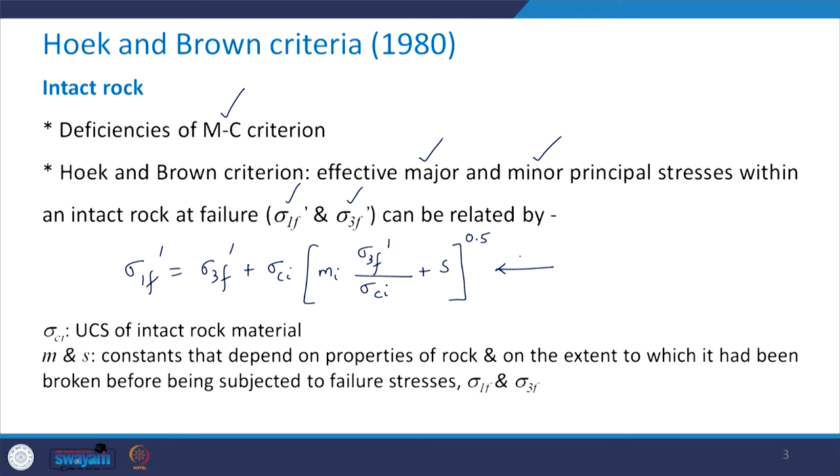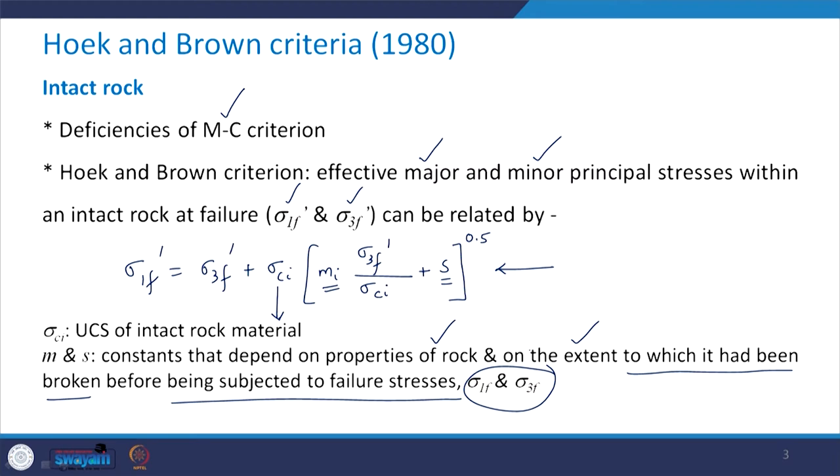where this sigma ci is the UCS of the intact rock material, m and s are the constants that depend on the properties of rock and also on the extent to which it had been broken before being subjected to failure stresses, which are sigma 1f and sigma 3f.